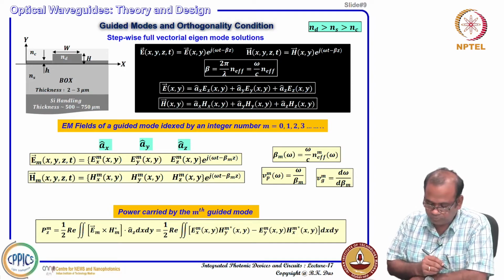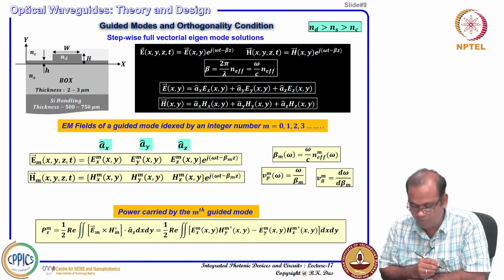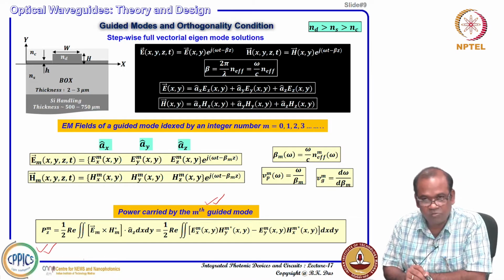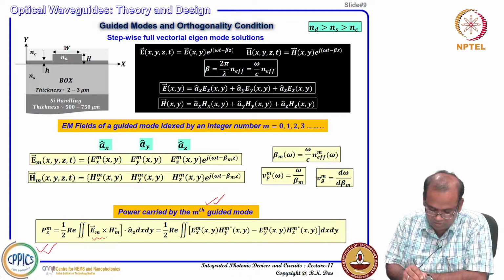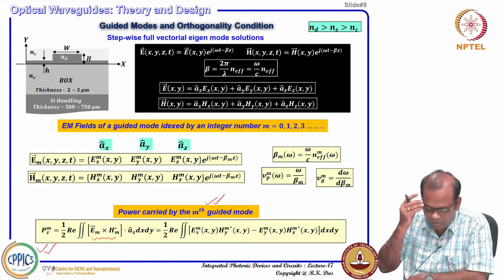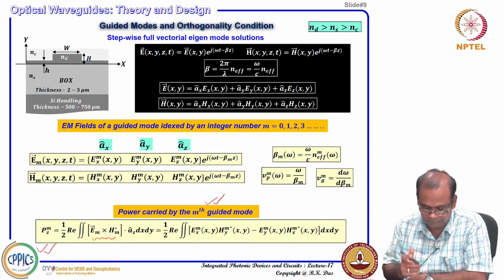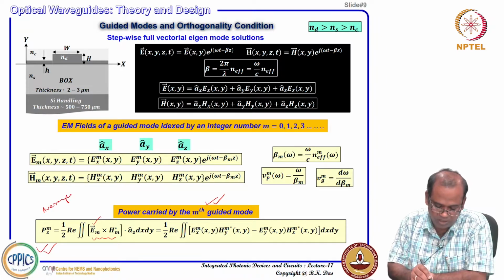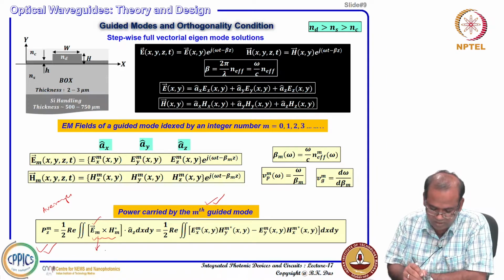Now, what about the power carried by a mode, say the mth mode? To find the power carried by the mth mode, you can use the Poynting vector, the Poynting theorem, which means energy flow per unit area per unit time, and here we have to consider the z direction. So, along the z direction, take the electric field and the magnetic field complex conjugate, take the real part and then half, and that will give you the time average power flow. And it is for the mth mode.